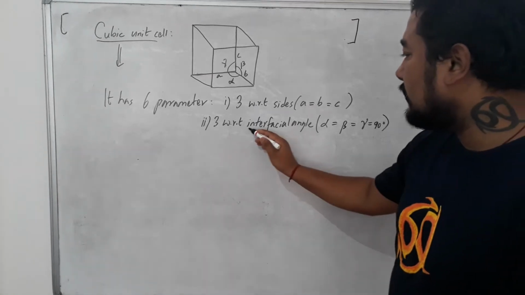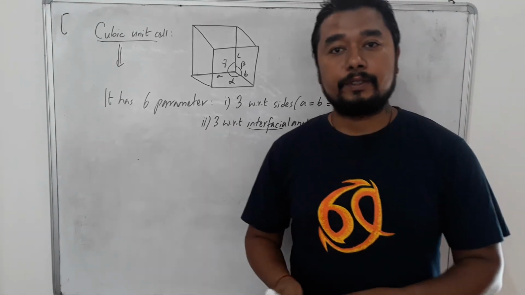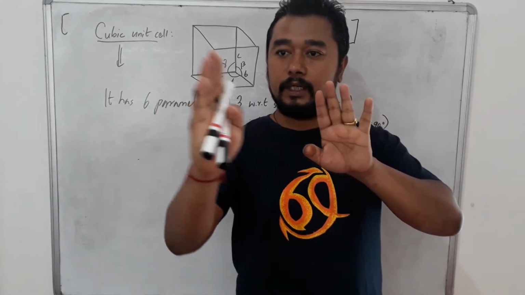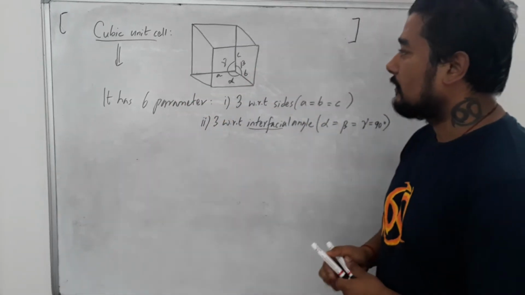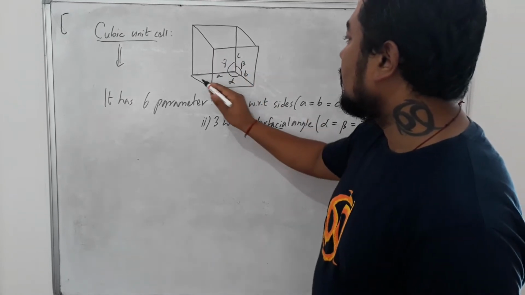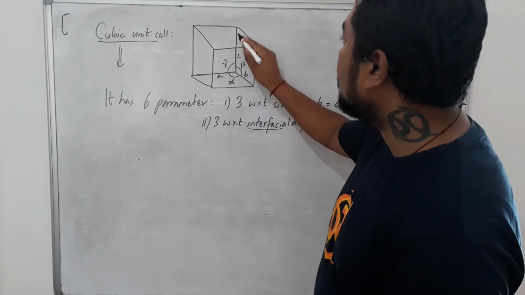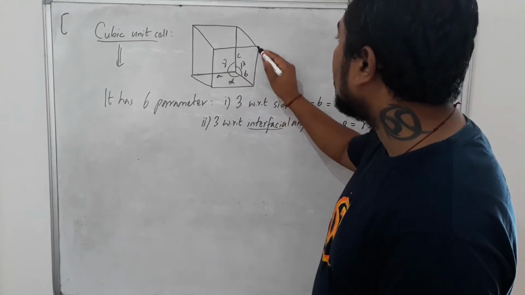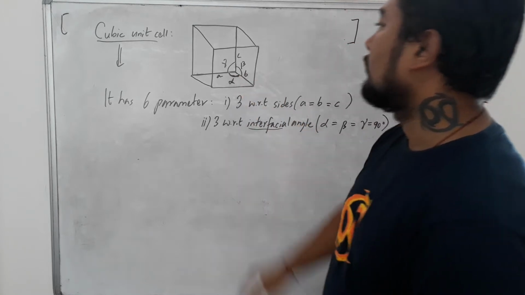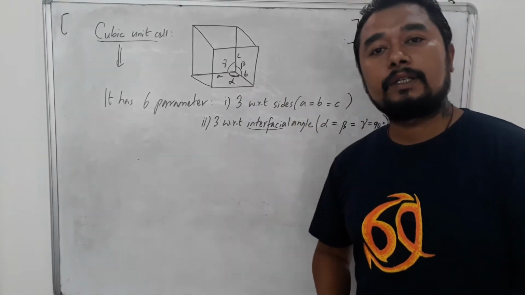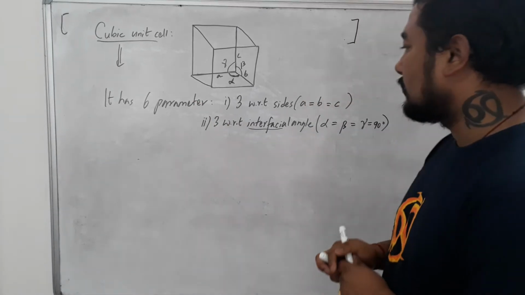And what is the meaning of interfacial? Interfacial means an angle between two faces. Suppose this is one face of a cube, this is the other face of the cube, and the angle formed in between them is called the interfacial angle. For example, you can see this is one face of a cube, this is the other face, and the angle formed between the two faces is called the interfacial angle. So if anyone asks you what is an interfacial angle, you have to say it is the angle formed between the two faces.